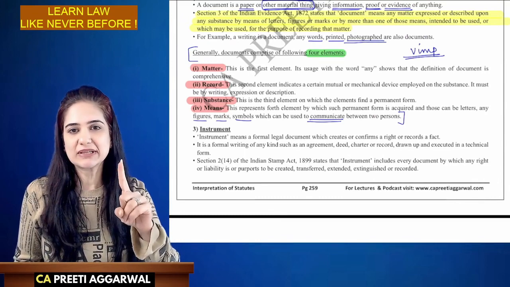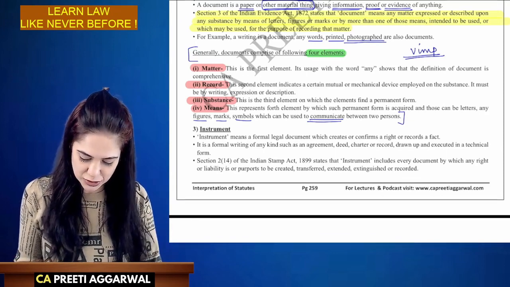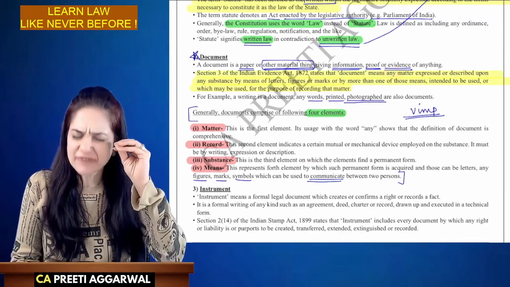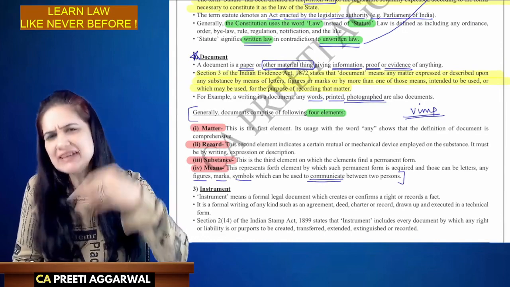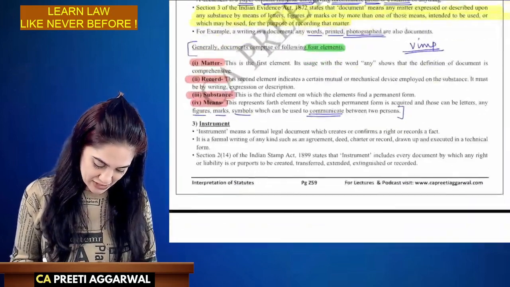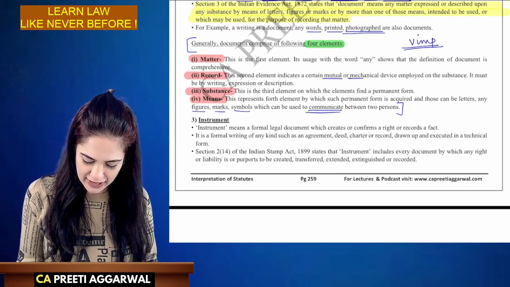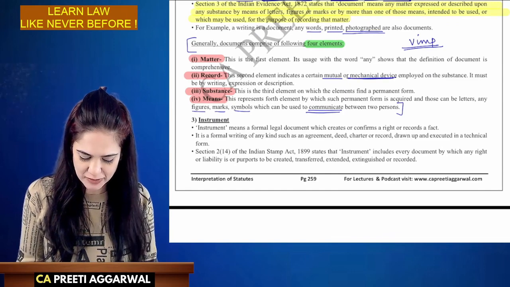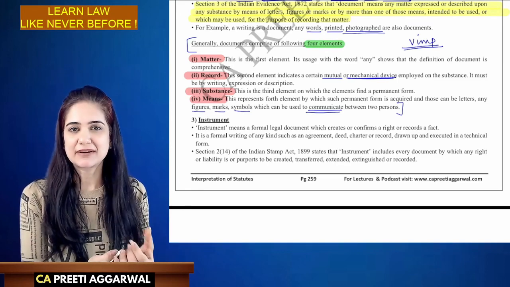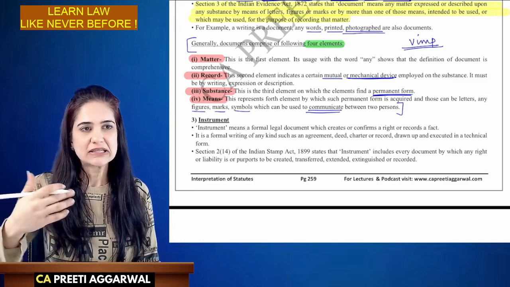Okay. So the first element is the matter. Its usage with the word any matter, it shows that the definition is comprehensive. So see over here they have written any matter. It means there is no fixed content which you can write. Anything that you write which gives information, which is an evidence of the event, that is considered as a document. It is used to maintain record. Second element indicates that a certain mutual or mechanical device which is employed, it must be either in writing, it may be expressed or by description. Substance means anything which helps the matter to get a permanent form. So this is the keyword. Okay, means you can use figures, symbols, signs, etc.